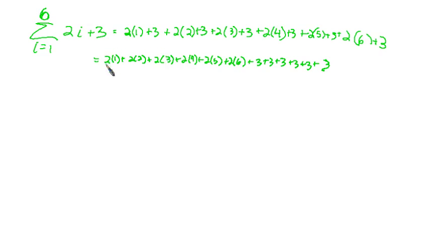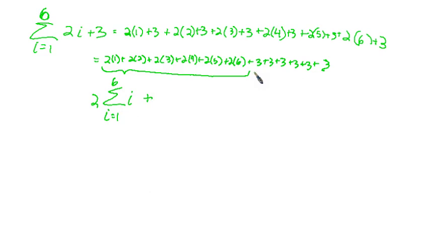So here we have one sum: if we factor out that 2, 2 times the sum from i equals 1 to 6 of just i. That applies that first rule we just established. We're just going to add up 1 plus 2 plus 3 plus 4 plus 5 plus 6, and we can multiply that result by 2.